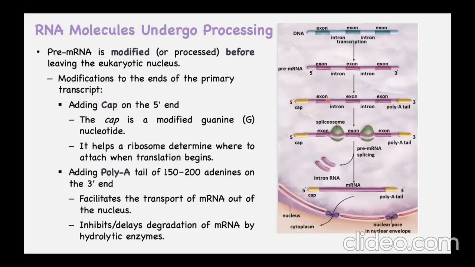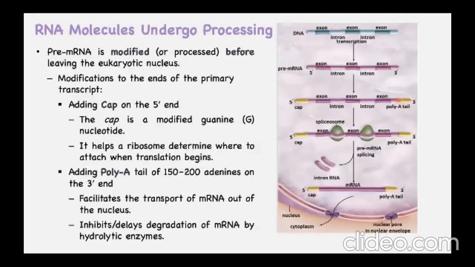After having a cap at the head, it must have a tail. So the tail is the poly A tail. The poly A tail is at the 3 prime end. It is called poly A, where A stands for adenine. Here is guanine, here is adenine.